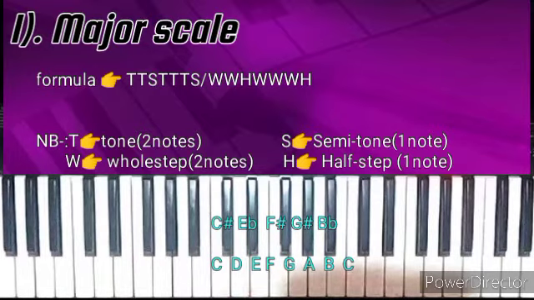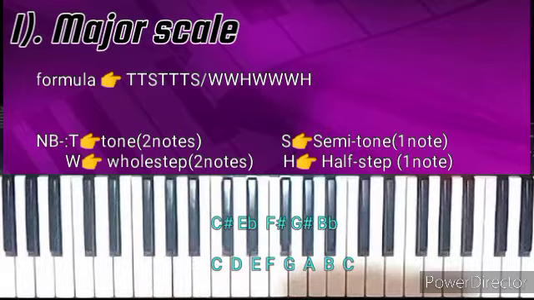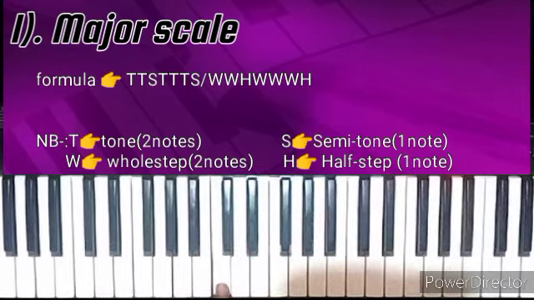Remember the formula, okay? The first thing to do is to place your finger on that particular key of which you want to build the scale, okay? So I want to build the scale of C major, for instance. I place my hand on C, then I use the formula on screen, that's tone. After placing my hand on C, which is the key I want to build the major scale of, I start with tone, that's 2 notes, 1, 2.